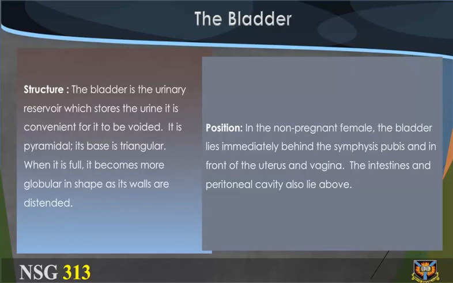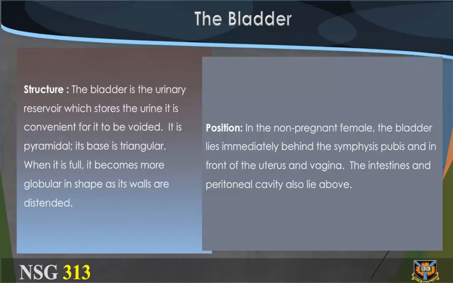The bladder. Structure. The bladder is the urinary reservoir which stores the urine until it is convenient for it to be voided. It is pyramidal. Its base is triangular when it is empty. It becomes more globular in shape as its walls are distended.